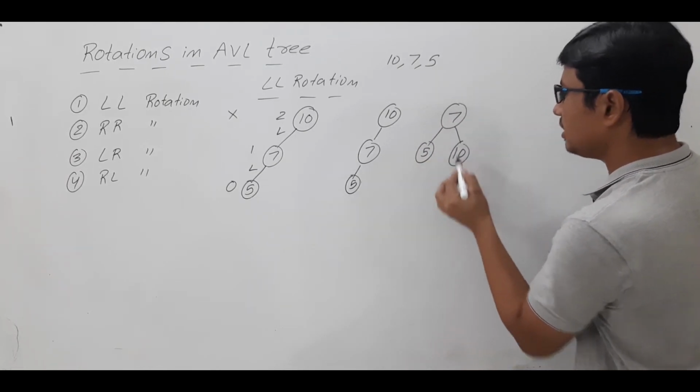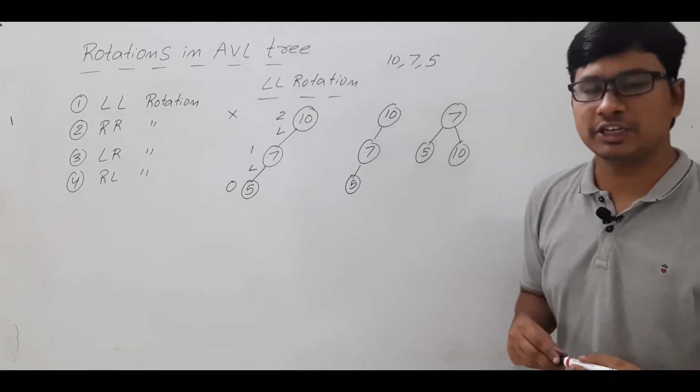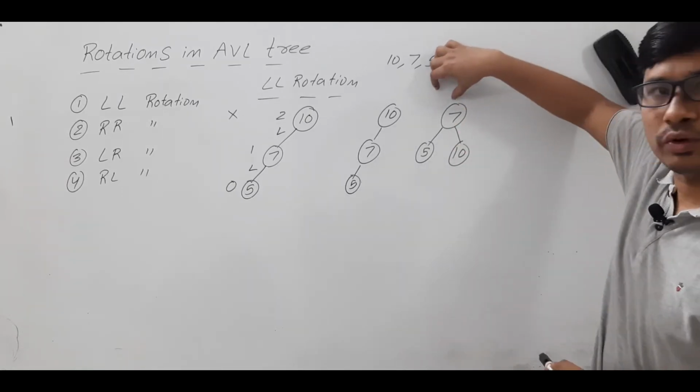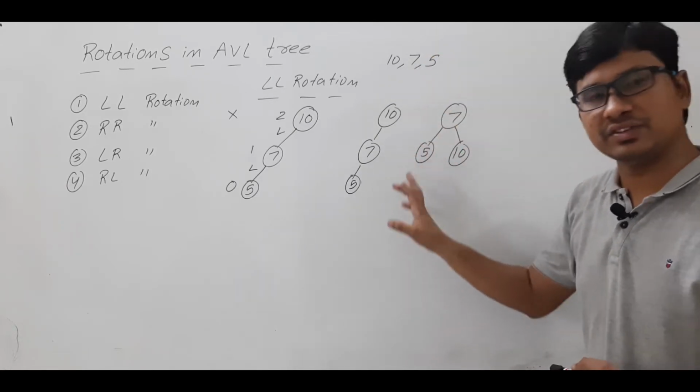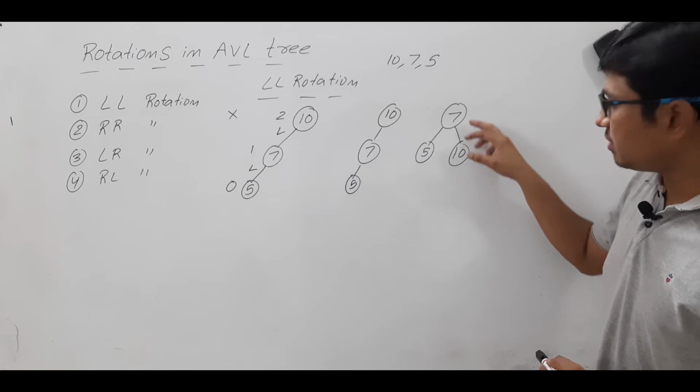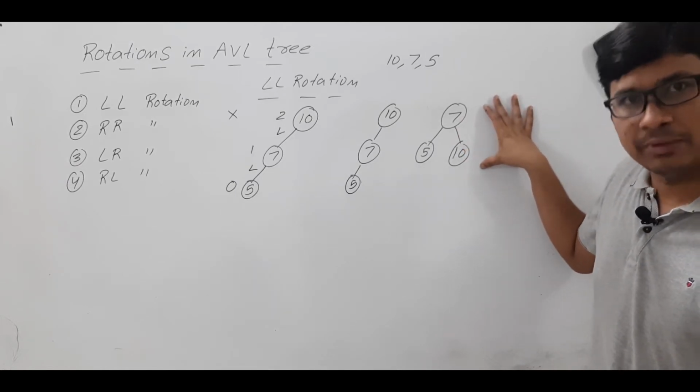Now you look at whether it is still satisfying the binary search tree property or not. What is the root node now? 7. 5 is less than 7, so it is there in the left subtree. 10 is greater than 7, so it should be there in the right subtree. So it is satisfying the binary search tree.